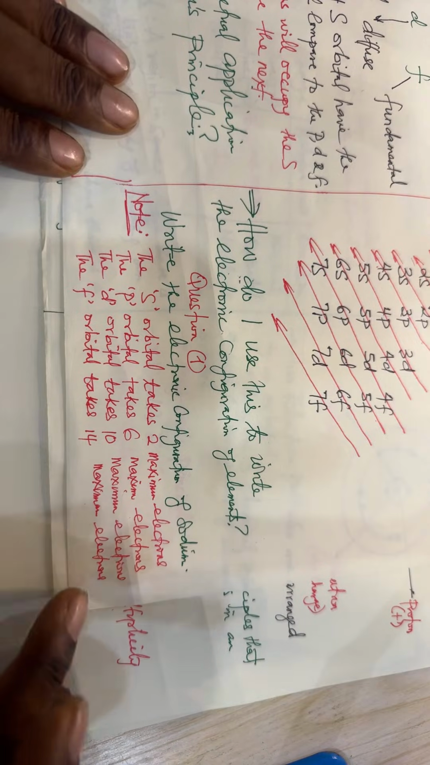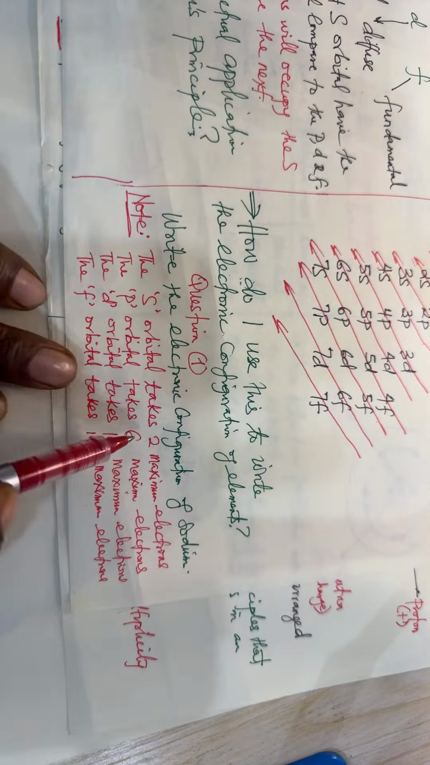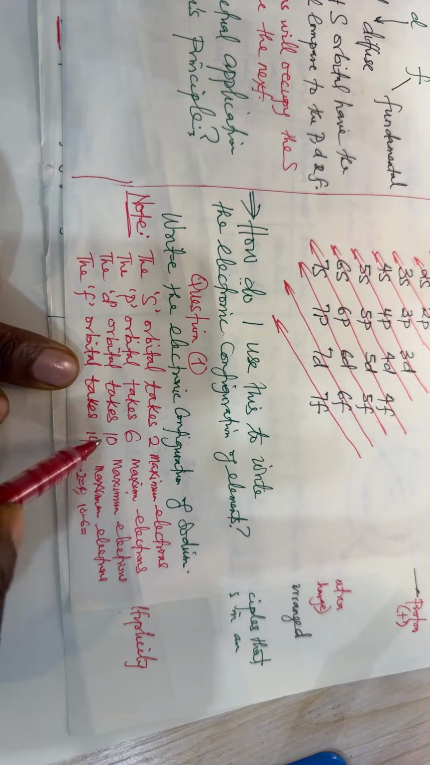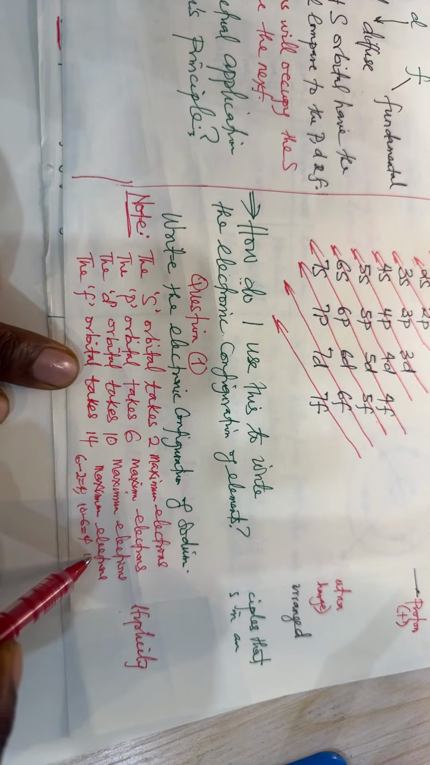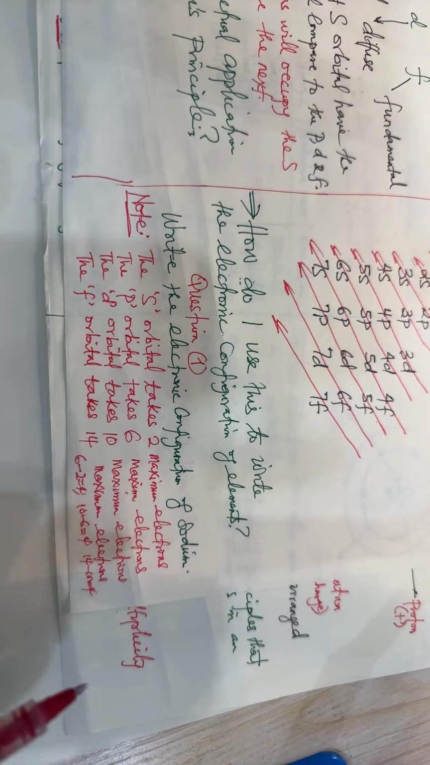Have you learned that now? Notice the difference is just 4, because 6 minus 2 gives you 4, 10 minus 6 gives you 4, and 14 minus 10 gives you 4. Is that clear?